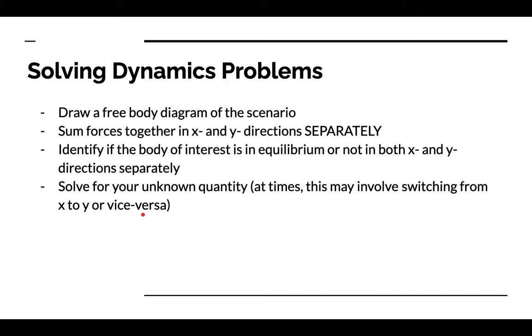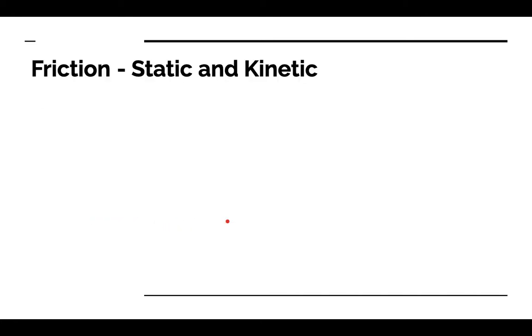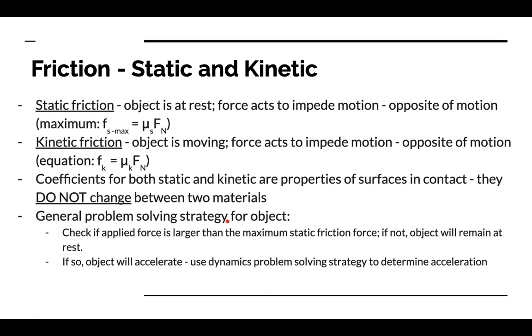Like we saw in the case of friction, for examples where friction is acting, if we're working with kinetic friction or the maximum amount of static friction, we have to go to the y direction to solve for our normal force. Okay? Friction, static and kinetic. Static friction: the object is at rest, the force acts to impede motion, so it acts opposite of the intended direction of motion.